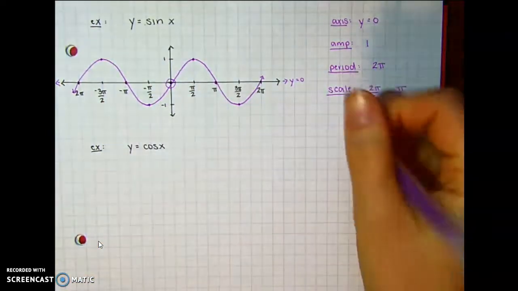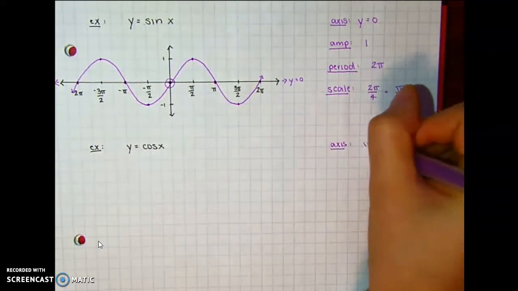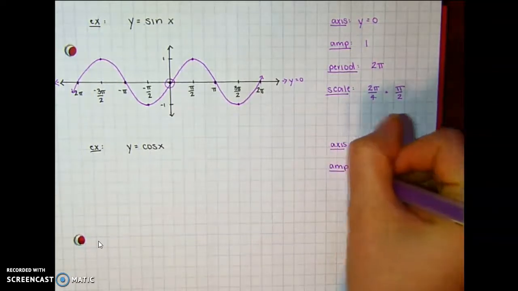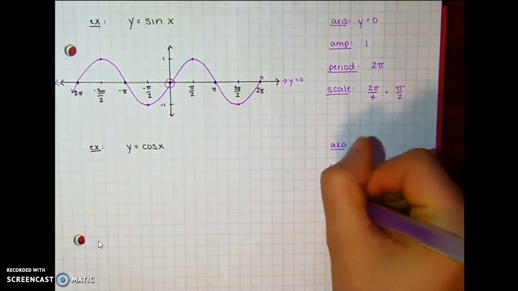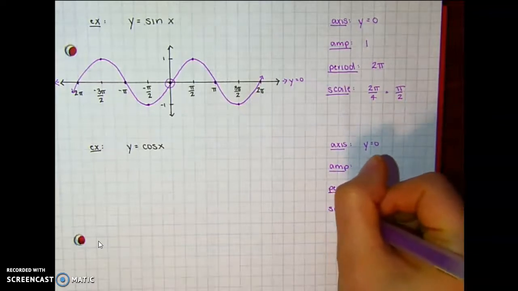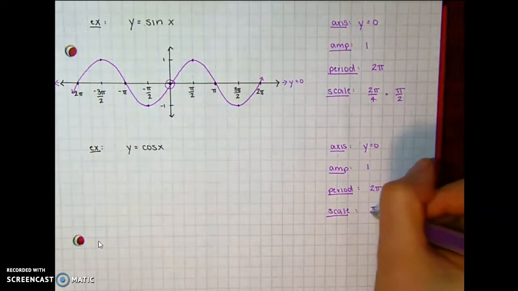Right? The axis, the parent is also y equals 0. The amplitude for the parent is also 1. The period is 2 pi. And the scale, I'm not going to show the work, but it's again pi over 2.